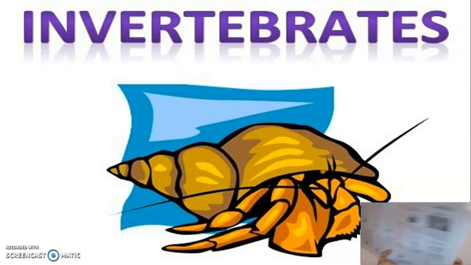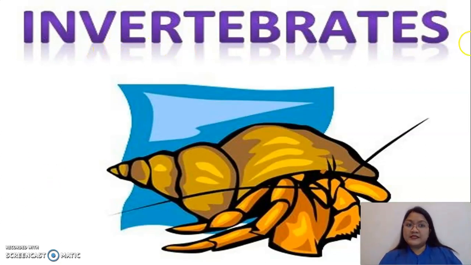Okay, let's start. So last week, we have talked about vertebrates, right? Do you remember? So again, when we say vertebrates, these are animals with backbones. But how about invertebrates? Very good. So invertebrates are animals without backbone. Again, vertebrates with backbones. Invertebrates without backbones. Okay, very good.